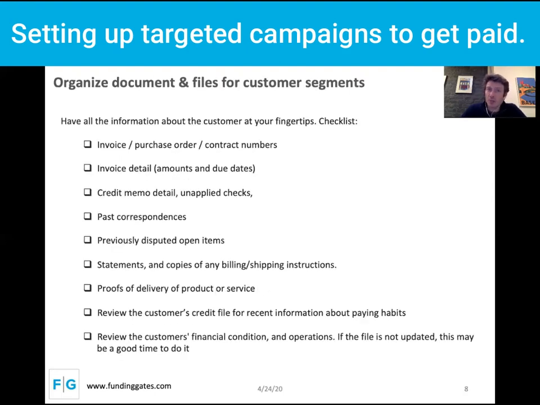Always organize the documents and files for each segment, past correspondences, invoices, previous statements, disputed items, any proofs, etc., so that when you're calling up the customer again, that you have all the information at your fingertips when you're talking to the customer.